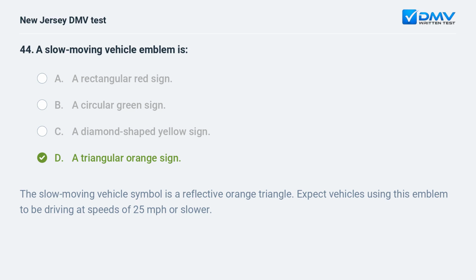D. A triangular orange sign. The slow-moving vehicle symbol is a reflective orange triangle. Expect vehicles using this emblem to be driving at speeds of 25 miles per hour or slower.